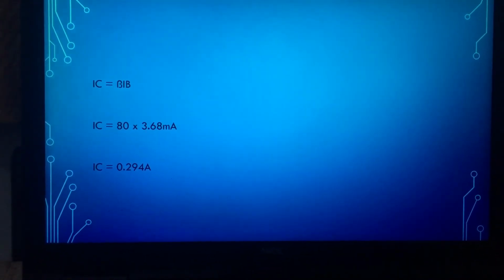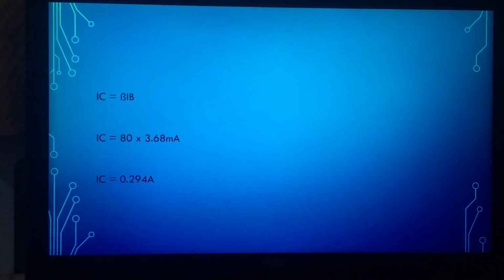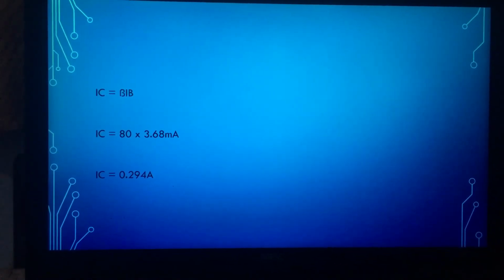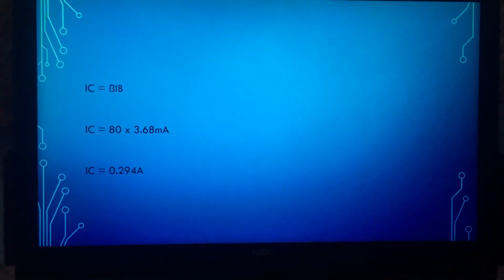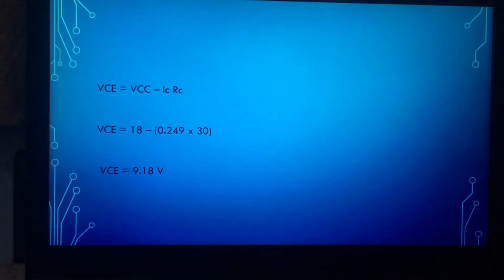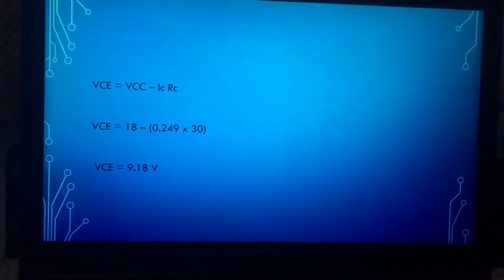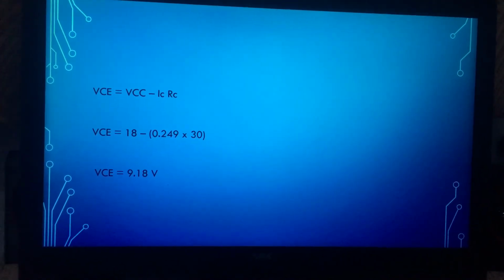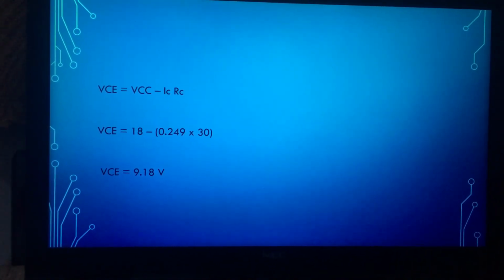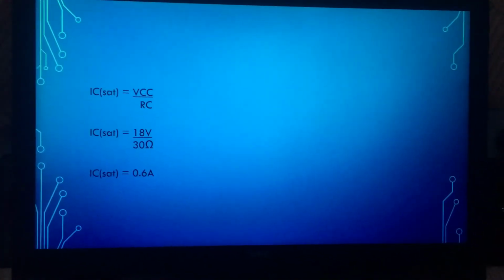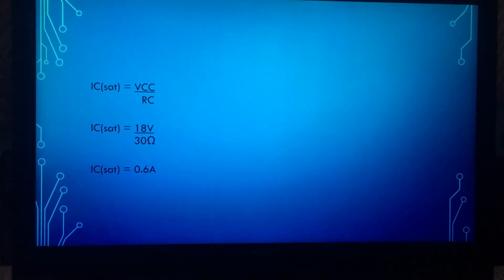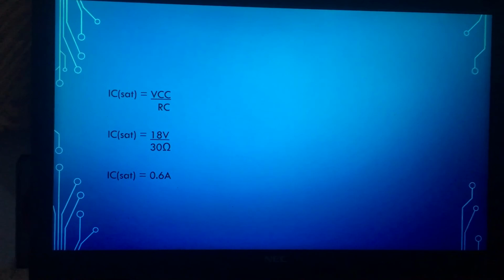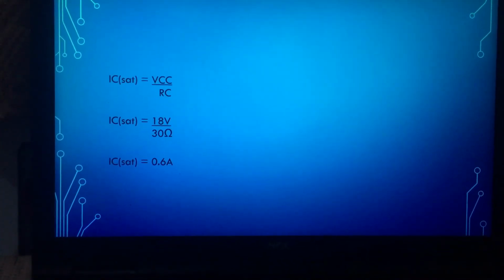And after that we need to determine IC. IC is equal to beta times IB, so IC is equal to 0.294 ampere. Okay, next. And VCE is equal to VCC minus IC RC. So we determine VCE, and we get 9.18 volt. Next, for IC saturation, it is VCC over RC, so 18 volt over 30 ohm equals 0.6 ampere.